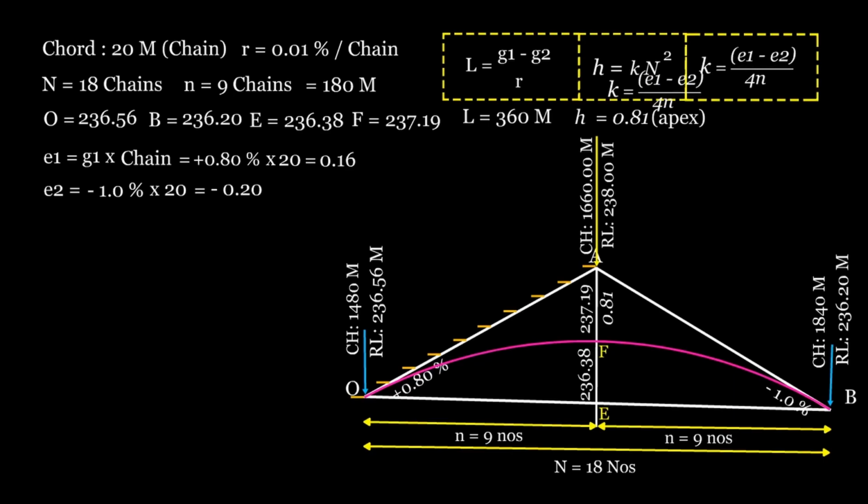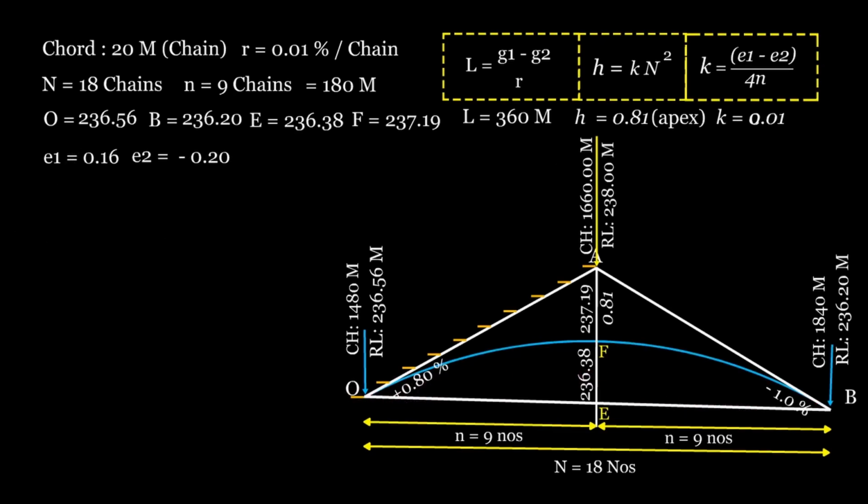Now, K equals (E1 minus E2) divided by 4 times N. Substituting the values, K equals (0.16 minus 0.20) divided by 4 times 9, which equals 0.01.